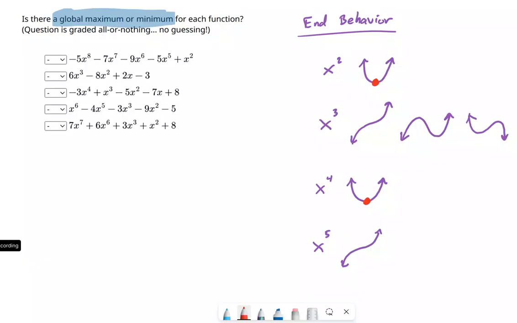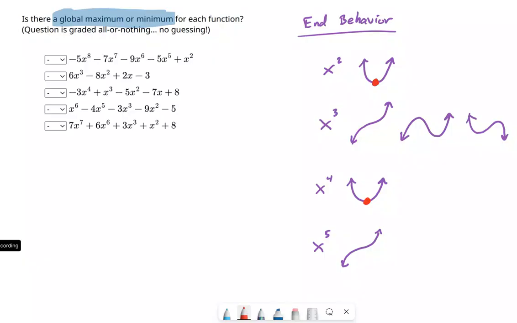But the x to the 3rd and the x to the 5th do not have global maxima because they go down on one side and up on the other. Regardless of how many hoops or swings or whatever's going on in this graph, there is no point that is the lowest or the highest because in those directions you have arrows, and those arrows go to infinity.